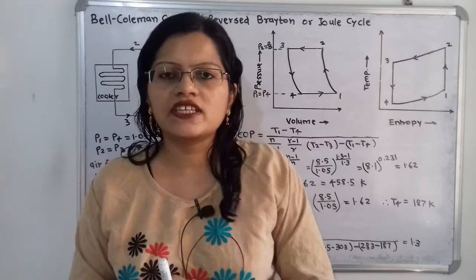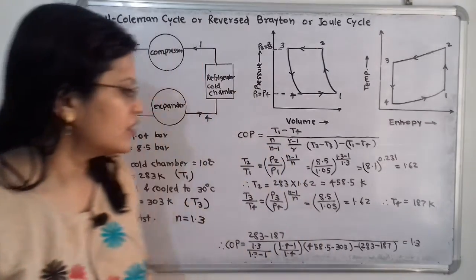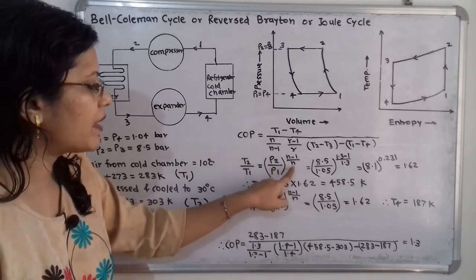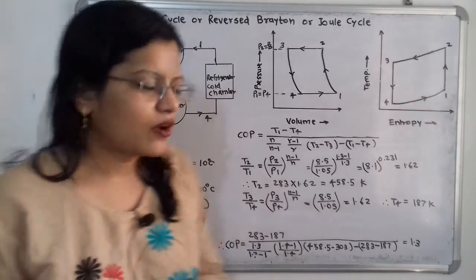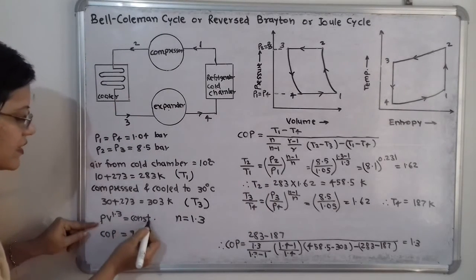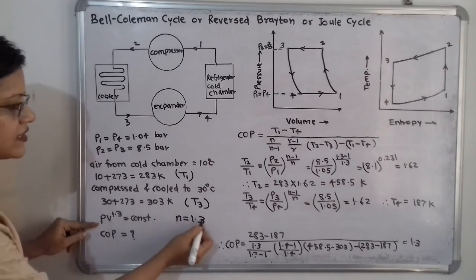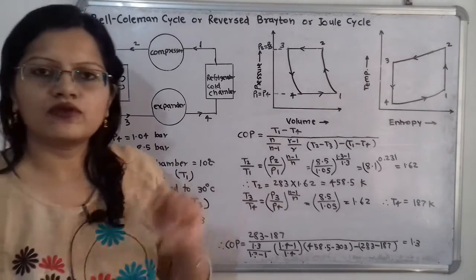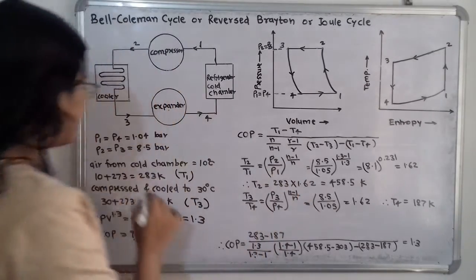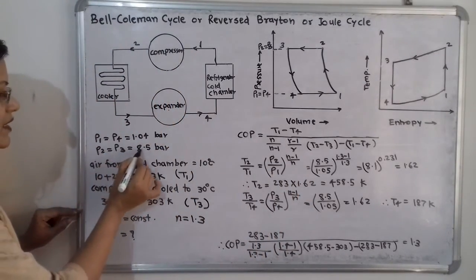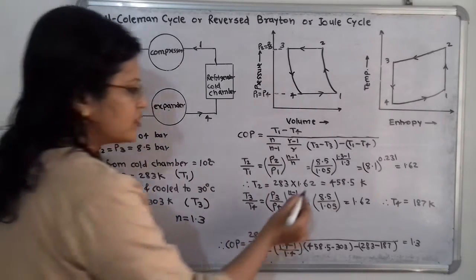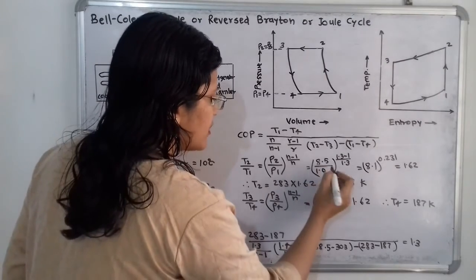So what is the relation between temperature and pressure? T2 by T1 is equal to (P2 by P1) raised to (n minus 1) by n, because this compression process follows the law PV raised to 1.3 is equal to constant. So n is equal to 1.3 we have to consider here. What is the value of P2? Here P2 is equal to P3 is equal to 8.5, and the value of P1 is 1.04, that we have to write here.